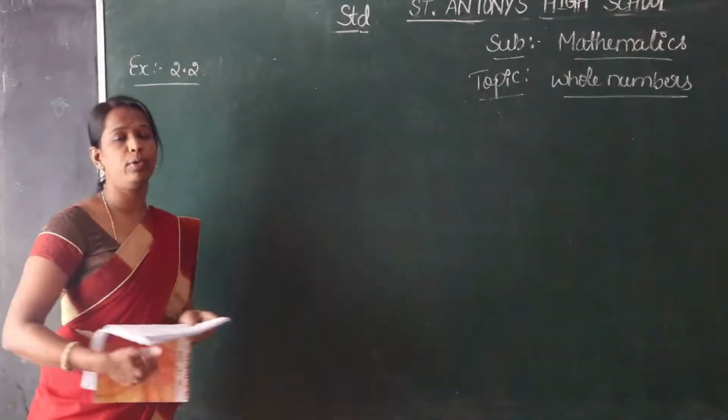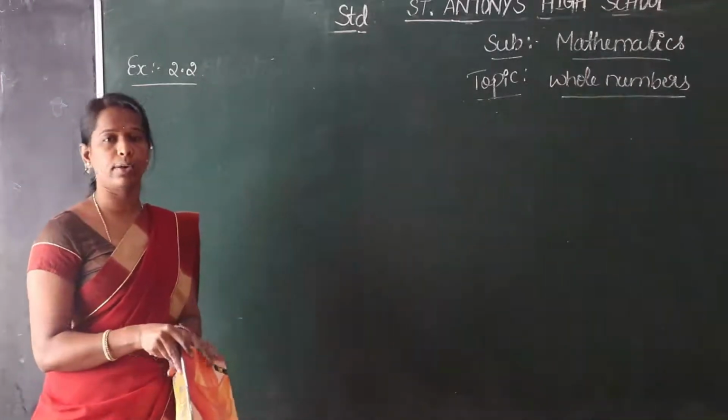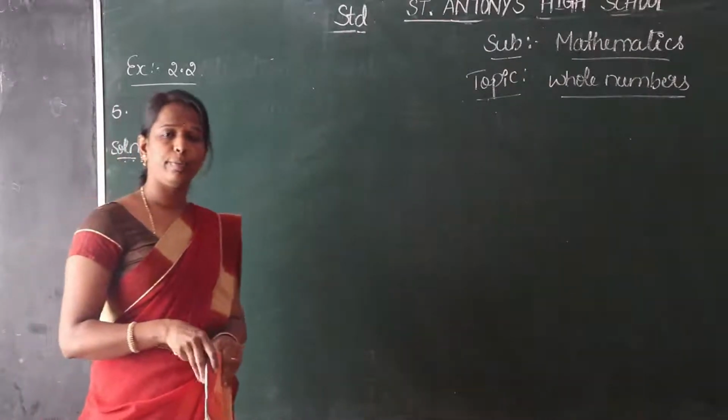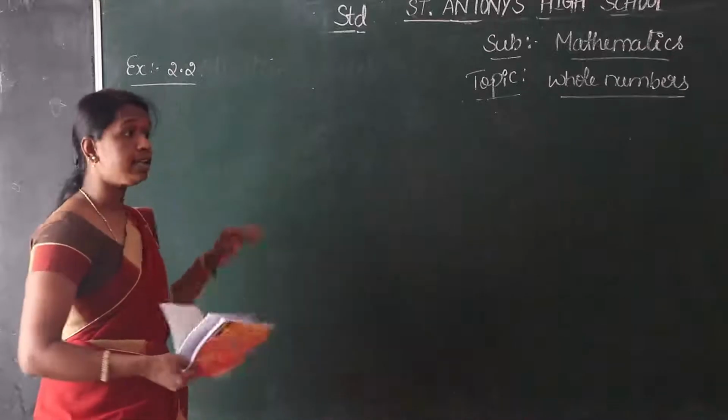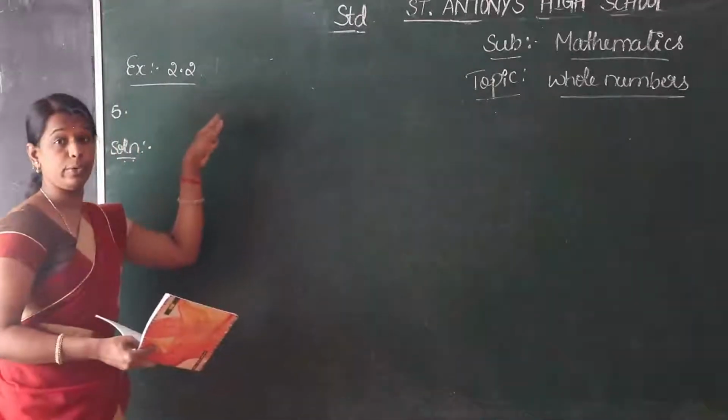Last class we discussed the properties: closure property, associative property, commutative property, and distributive property. Last class, exercise number 2.2, we are still there in that one. Fifth one, read the question.